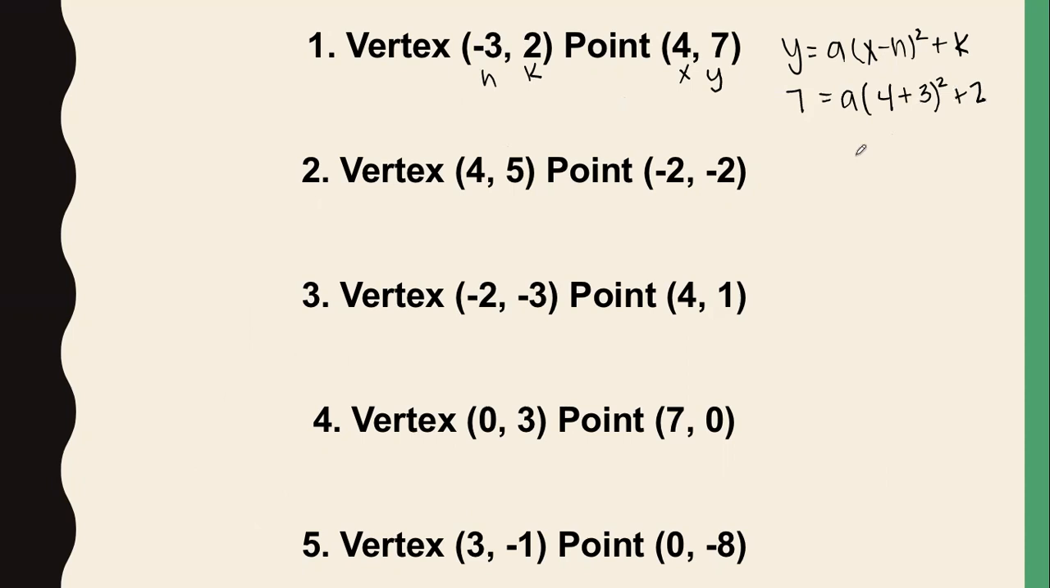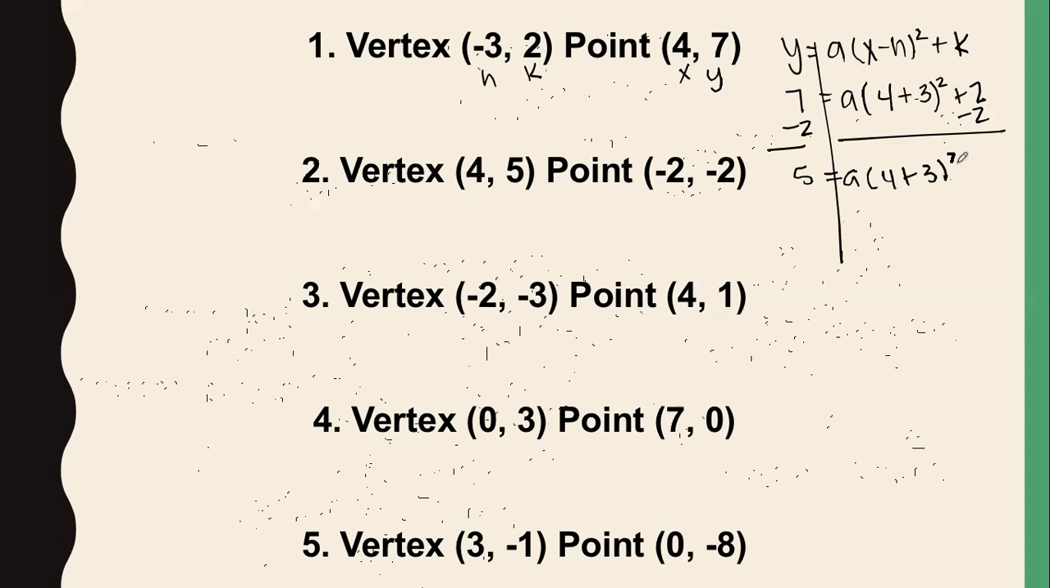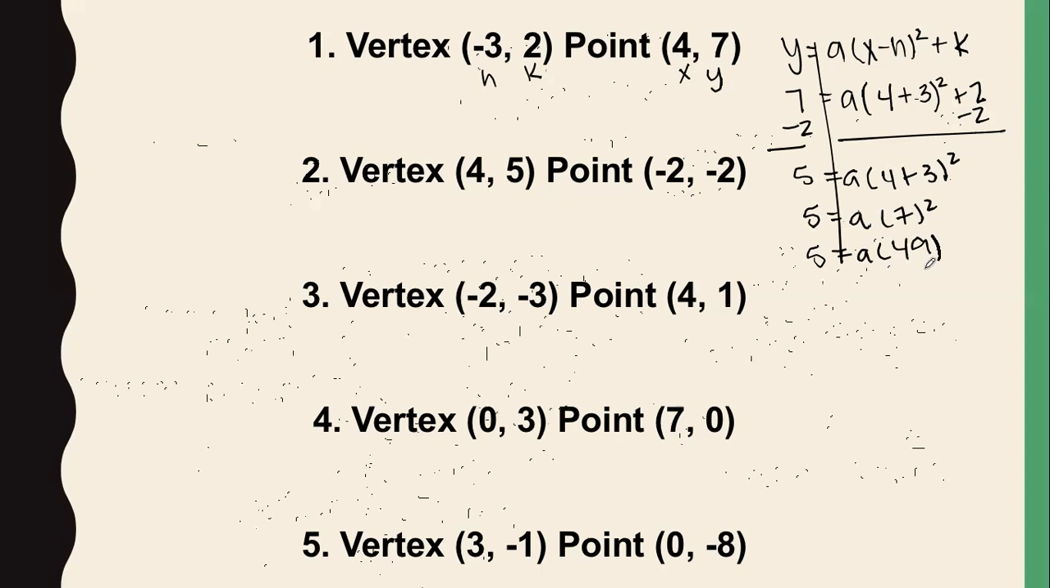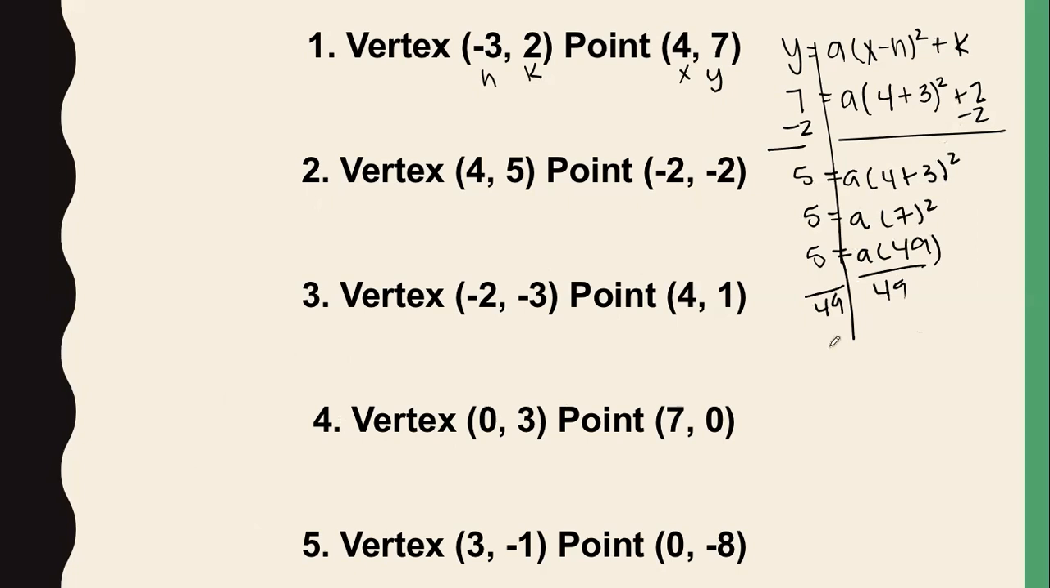So when I'm solving this, what do I do first? Subtract 2 from both sides. That would get me 5 equals a, 4 plus 3 squared. Then what? 4 plus 3. Perfect. So that'll give me 5 equals a times 7 squared. Then what? 5 equals a times 49, yes. And then what? Divide both sides by 49. And I'm just going to leave that as a fraction, 5/49, because I don't know what that is as a decimal.